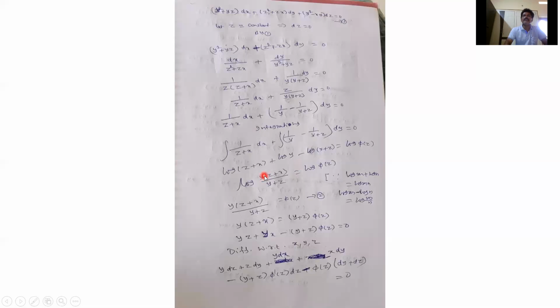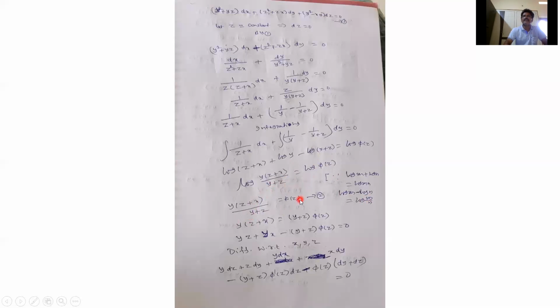So this is like log m plus log n, log m into n, and minus is log m minus log n. We know that log m plus log n equals log mn, and log m minus log n equals log m by n. Whenever plus comes, it is log m into n. Whenever minus comes, it is log m by n, so it comes under the denominator. So finally we get the logarithm of y into (z plus x) by (y plus z) equal to the logarithm of phi z. So finally the logarithm will be cancelled. You get y into (z plus x) by (y plus z) equal to a function of z.